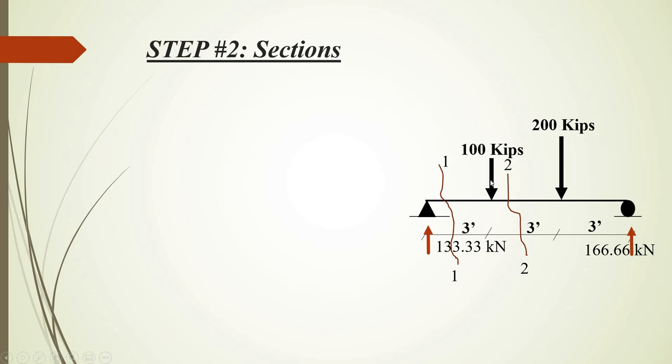The first section is the one that is being cut before this force, and the second section would be the one that would be cut after this force. Now this section also becomes the section before this force, the 200 kips force, and for the after-the-force section, we'll have to cut another section, that is section 3 here. Now this section is being cut after this force and before this 166.67 kips reaction, so there would be 3 sections in all.